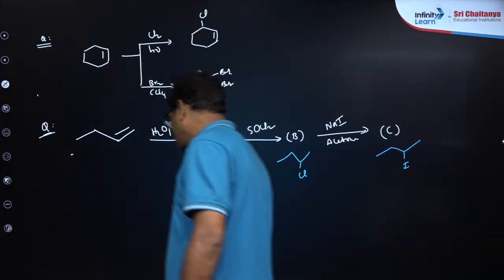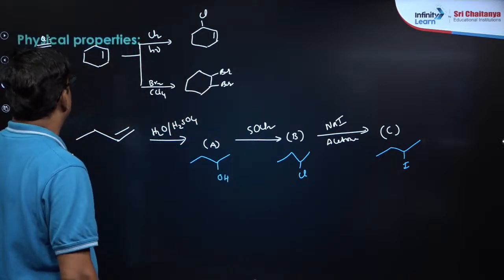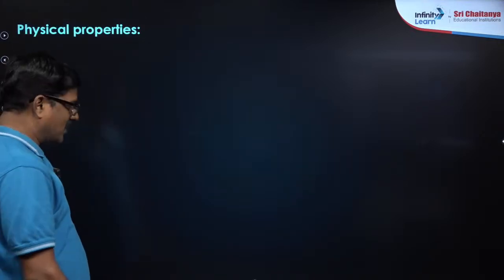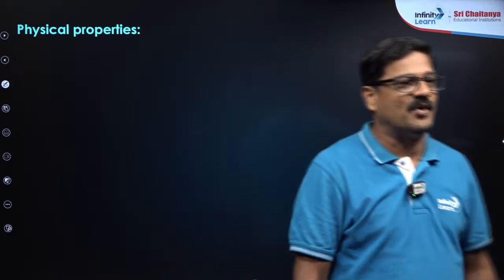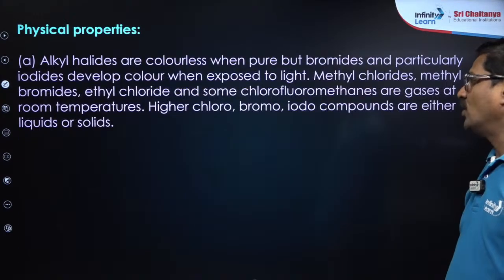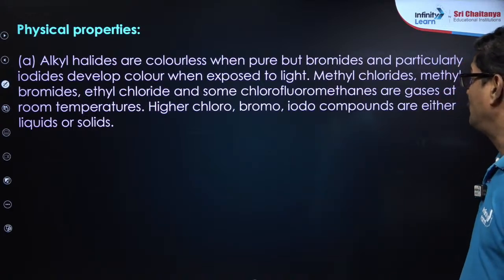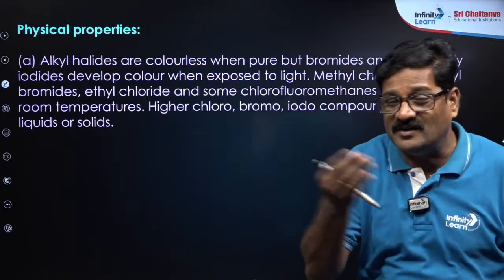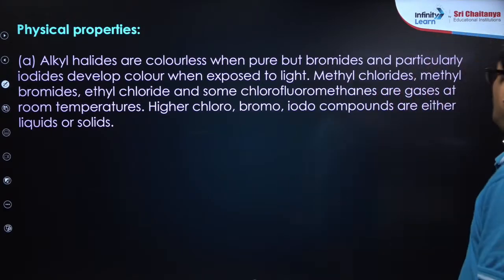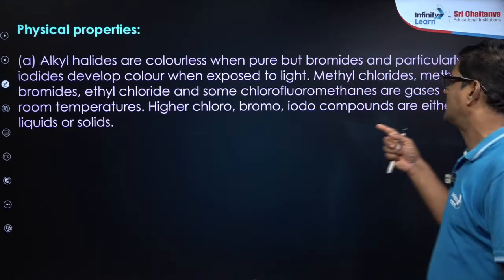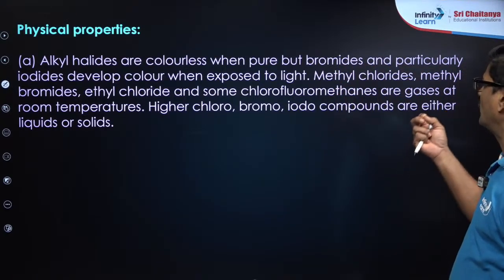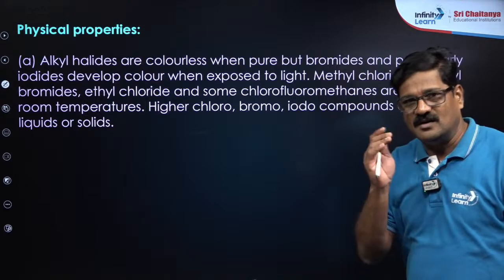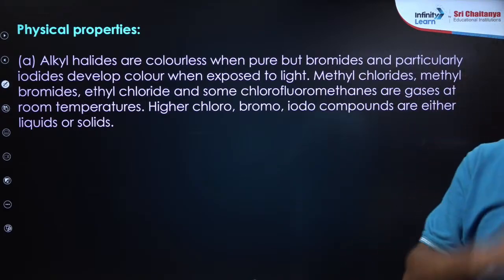Let's go ahead. Let's talk about the physical properties of haloalkanes. You all have the boiling points, the melting points and the solubilities. Alkyl halides are colorless when pure, but bromides and particularly iodides develop color when exposed to light because they undergo photochemical decomposition. Methyl chloride, methyl bromide, ethyl chloride and some chlorofluoromethanes are gases at room temperature. Higher ones are liquids.